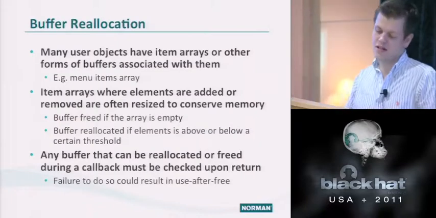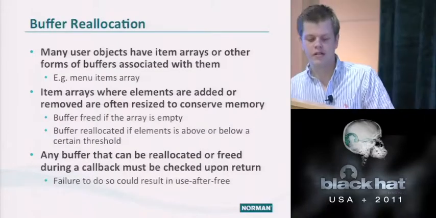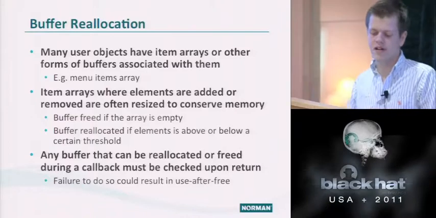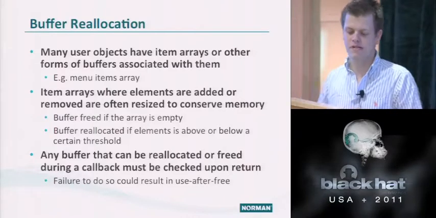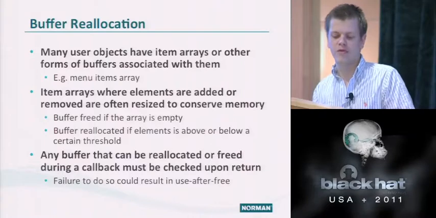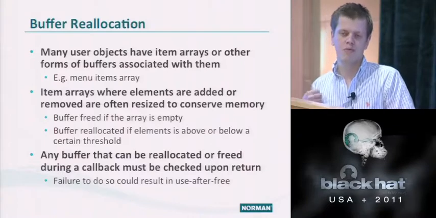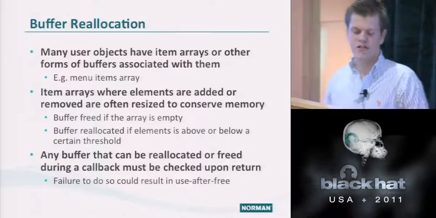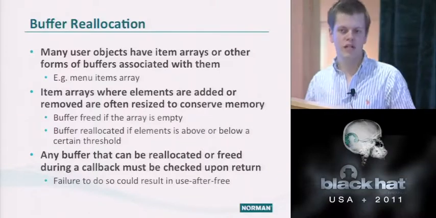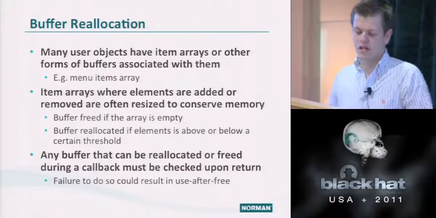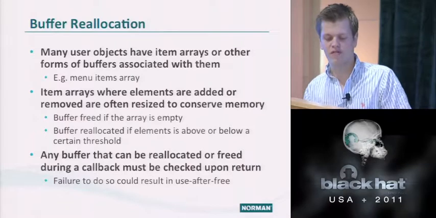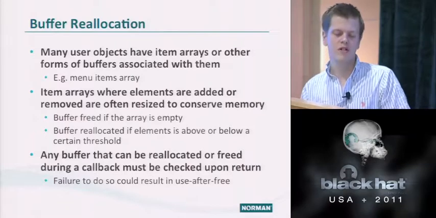Another class is buffer reallocation. Many objects have item arrays associated with them, and these are dynamically sized buffers. So we have, for instance, menu item arrays, where when you insert an item, for a certain threshold, it will reallocate that memory to conserve memory. This happens either when you insert or remove entries from the buffer. If you remove all entries, it will free the buffer.